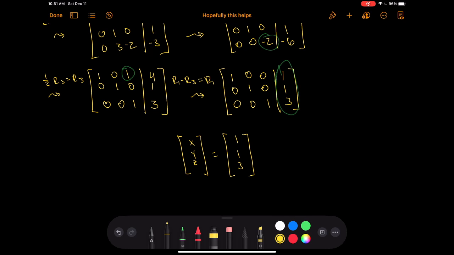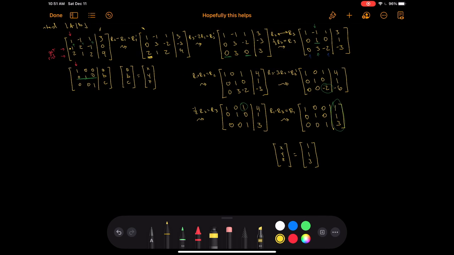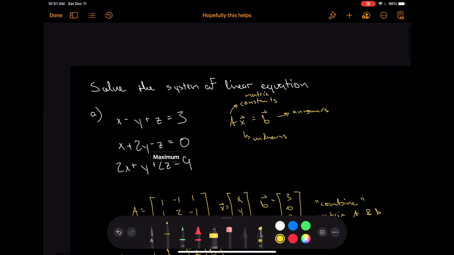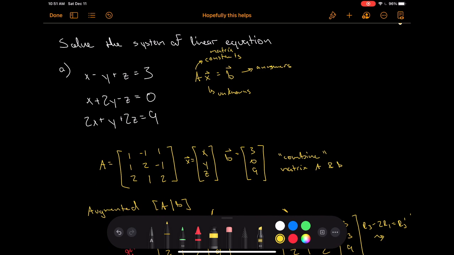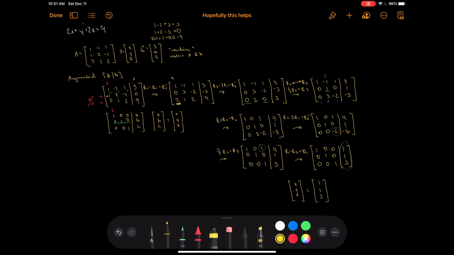And you can double check this by simply plugging it back in. So we'll have 1, 1, 3. For the first one, it has 1 minus 1 plus 3, which is 3. And then the second one is 1 plus 2 minus 3, which is 0. And then lastly, 2 times 1 plus 1 plus 2 times 3 would be 2 plus 1 is 3, plus 6 would be 9. And yeah, that's how you do row reduction with systems of equations.